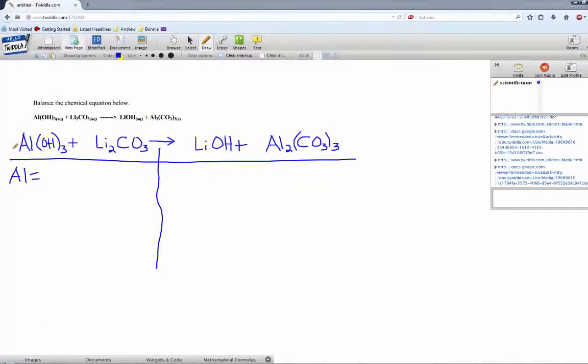Again, we're going to start assuming one coefficient. So we have 1 Al here, 1 times 1. Then we can group together the OH. OH is 1 times 1 times 3. So there's 3 OH. Next, Li. Li, there's 1 times 2. 2 Li.